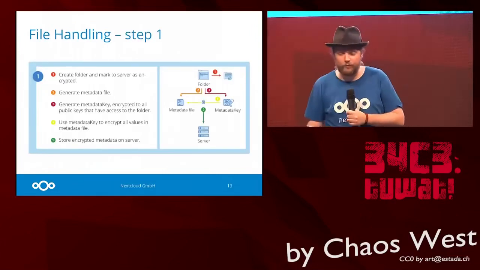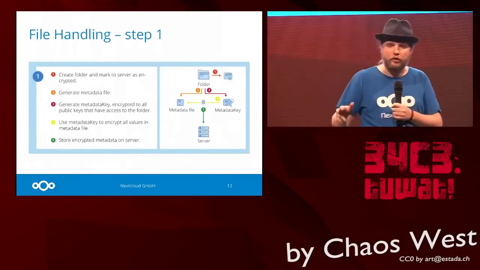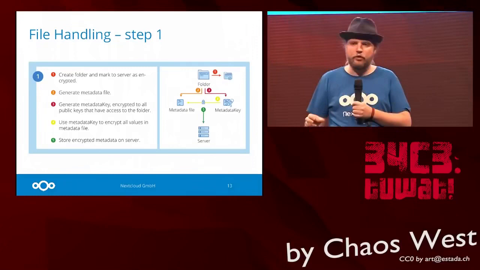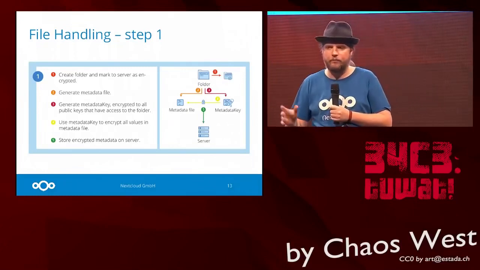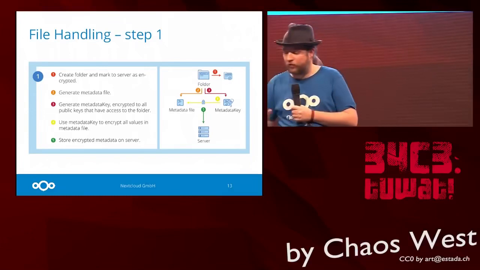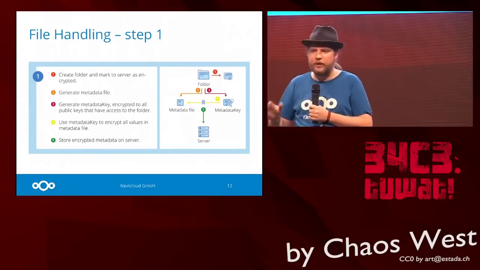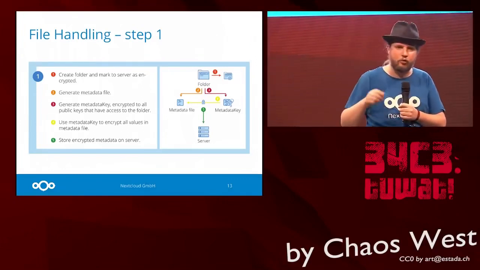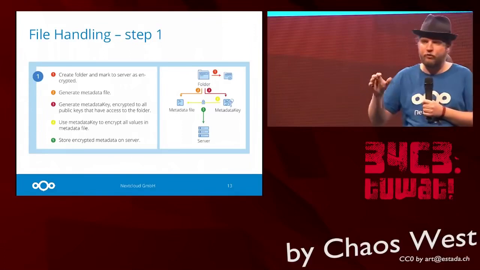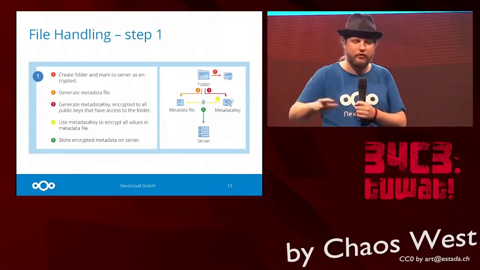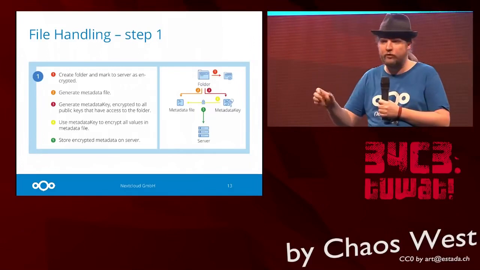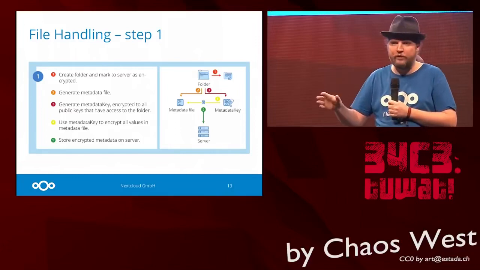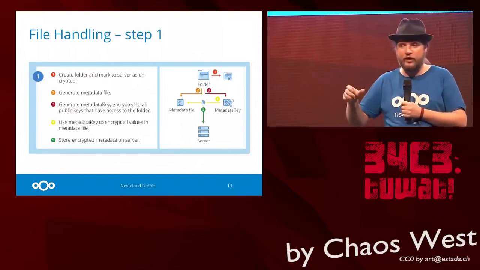So, step 1. So we create a folder, and you right-click on it, or you use on your mobile phone, you click, and you make it end-to-end encrypted. At this point, your device will create a metadata file. To protect the contents in the metadata file, it creates a metadata file key. Yeah? Now this key is encrypted to all the public keys that need to have access to the folder. Yeah, so later on, if you share the folder, what will happen is that the metadata key will get re-encrypted to all those people so they have access. All the contents of the metadata file are encrypted with this key.